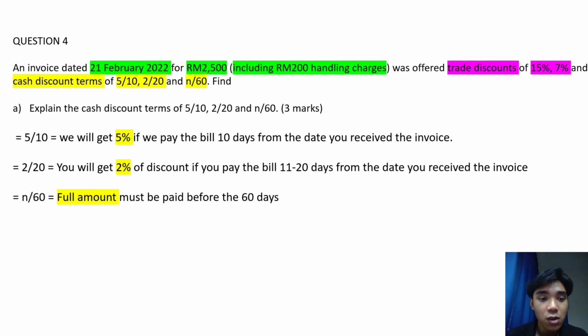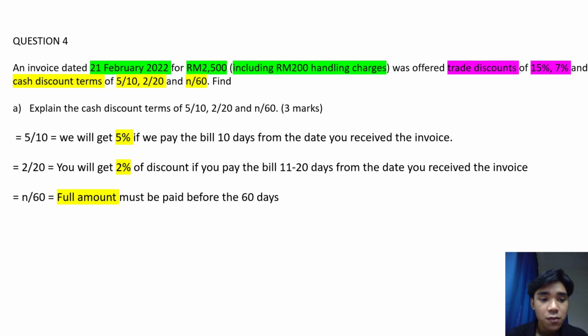Continue with question number 4, which is an invoice dated 21 February 2022 for RM2,500 including RM200 handling charges was offered trade discounts of 15%, 7% and cash discount terms of 5/10, 2/20 and N/60. Fine. So I have highlighted the information given. Now we will continue with question A. Explain the cash discount terms of 5/10, 2/20 and N/60.